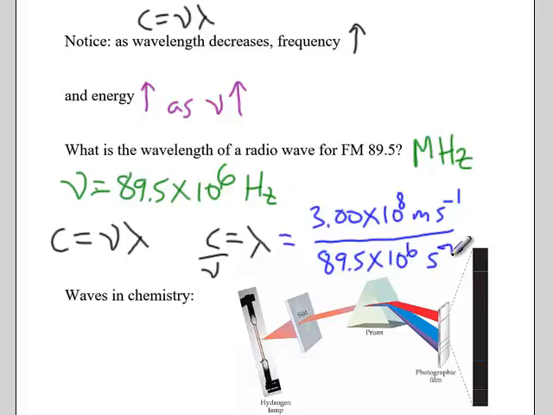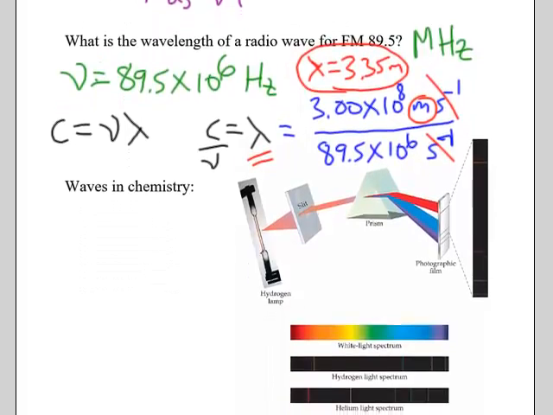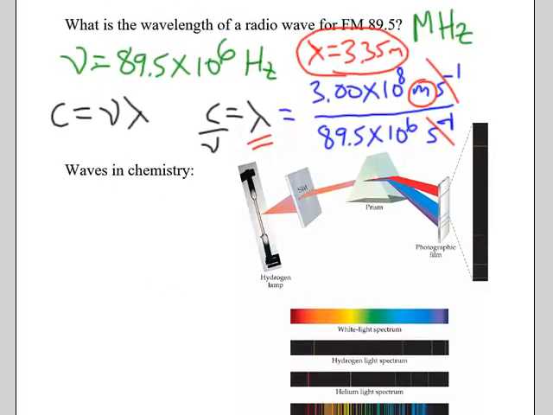And remember, hertz is also written as seconds to the negative 1 power. So that seconds to the negative 1 cancels in the top and the bottom. And we're going to get our answer in meters for the wavelength. And if we do this division, the wavelength lambda will be 3.35 meters. So that's a little bit of the background of what you need to know about wavelength and frequency. And now we're going to apply this to chemistry.